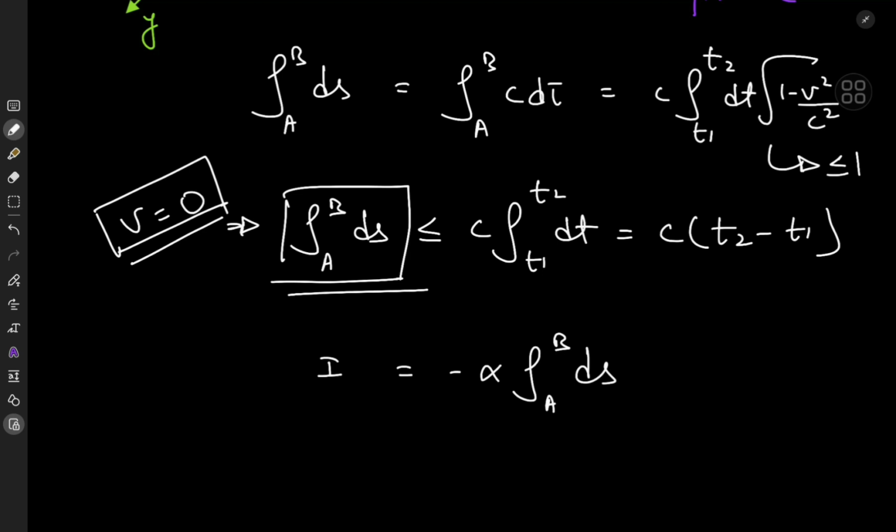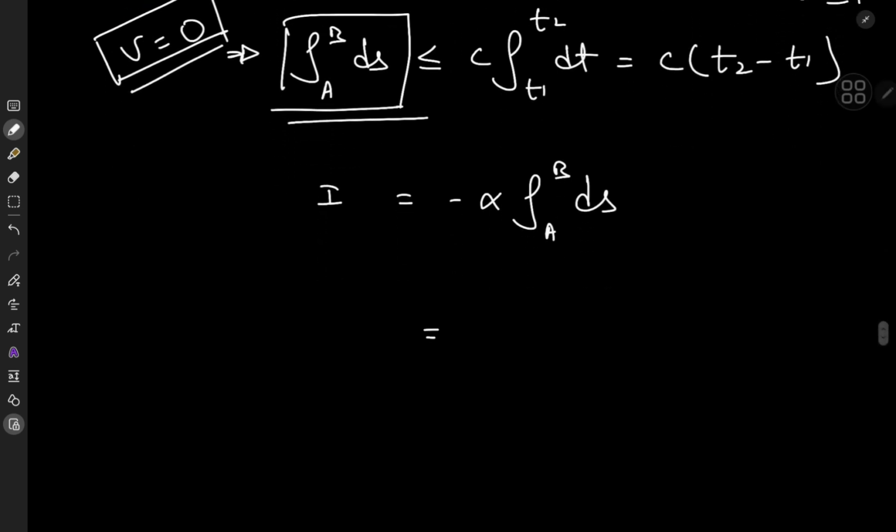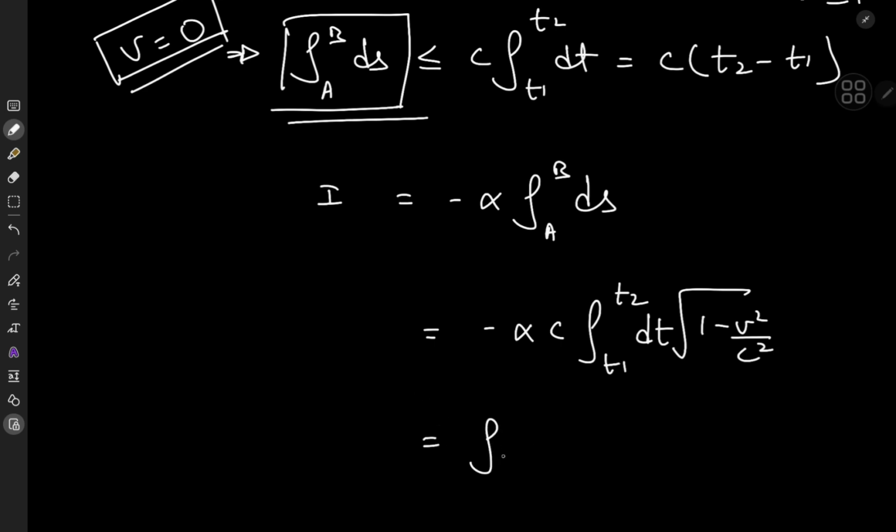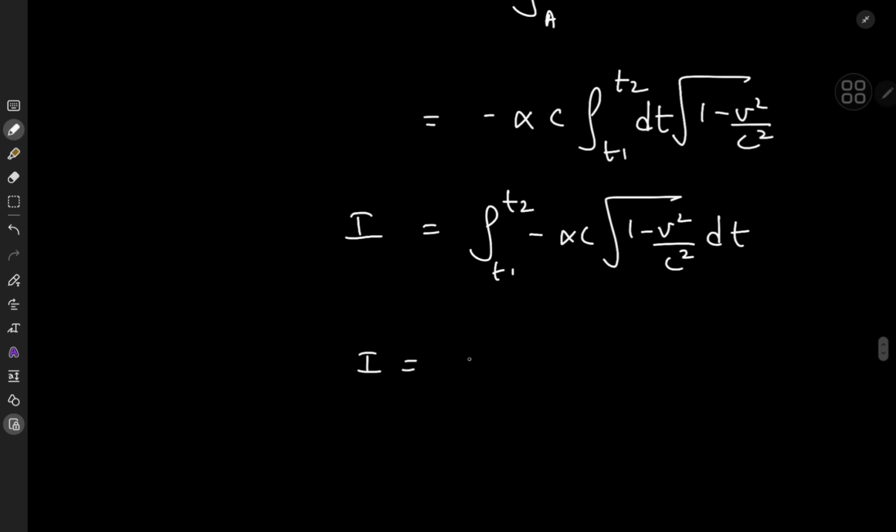And now to work with this integral, again translating it into an integral over time in our reference frame, we have negative alpha times c times the integral from t1 to t2, where the times t1 and t2 are recorded in our frame S, of dt times the square root of 1 minus v squared by c squared. Okay, so writing this now as the integral from t1 to t2 of negative alpha c times the square root of 1 minus v squared by c squared dt, and comparing it with the version of the Lagrangian we know and love, it's the integral from t1 to t2 of the Lagrangian function dt.